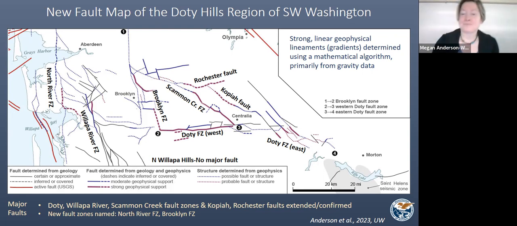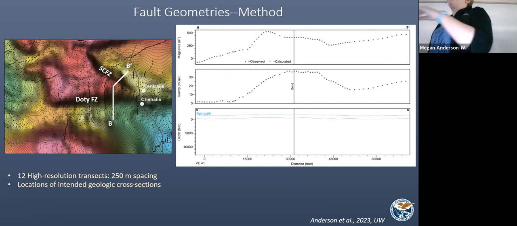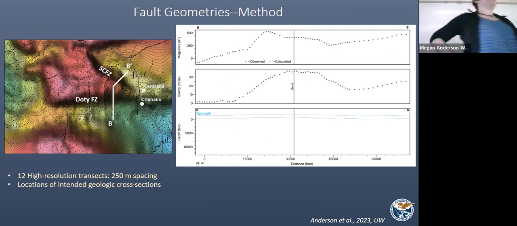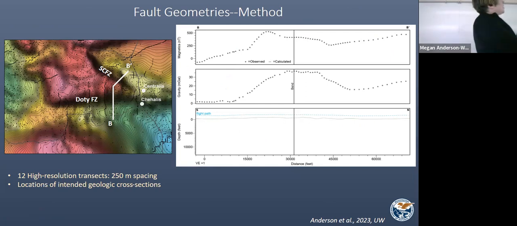Cool, so that's awesome. But we want to know more than just where do the faults go. We'd like to know more about their geometries, and specifically for probabilistic seismic hazard assessment, knowing the dip of the fault is really important for understanding the rupture and where shaking might focus. And so we can actually use the potential fields geophysics to help us understand geometry as well.